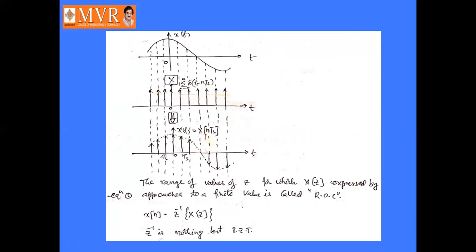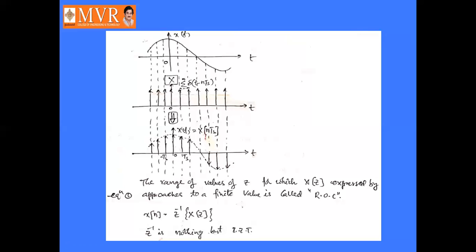Like the Laplace transform, we also have the region of convergence, which was defined as the range of values of sigma. Sigma is nothing but the real part of the complex variable s. So the range of values of sigma for which the integral from minus infinity to infinity, or 0 to infinity, of mod x of t into e power minus st dt must be less than infinity. That must be a finite value. Here also, equation number 1, sigma n equal to minus infinity to infinity, or n equal to 0 to infinity, of x of n into z power minus n approaching some finite value is called the region of convergence.